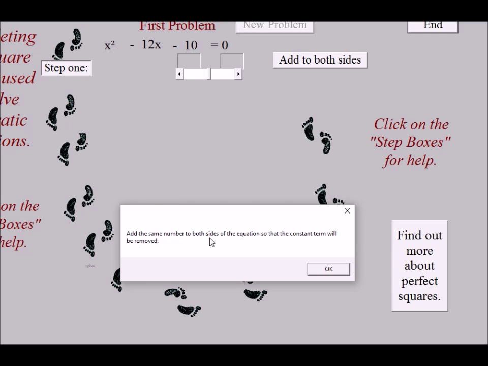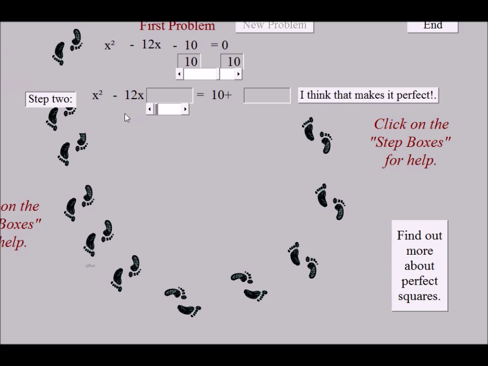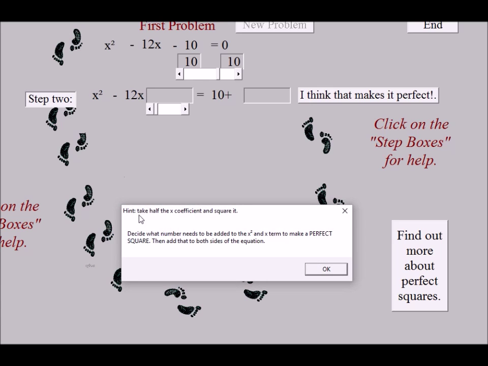Add the same number to both sides of the equation so that the constant term will be removed. So the constant term is this negative 10, so in order to get it off of this side, I would have to add 10 to both sides. Hope you see that? Add that to both sides. And now we have x squared minus 12x equals, and the 10 is now on the other side. Now we have to learn how to complete the square to make it into a perfect square.